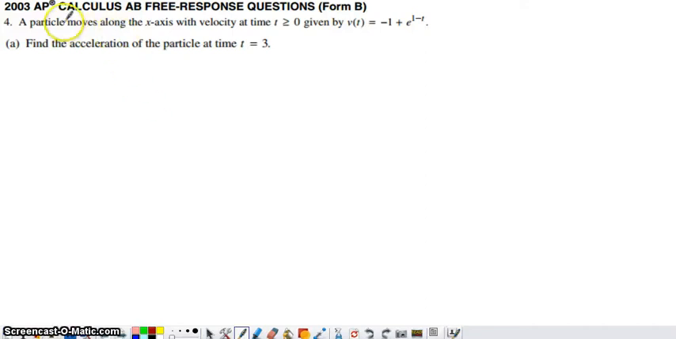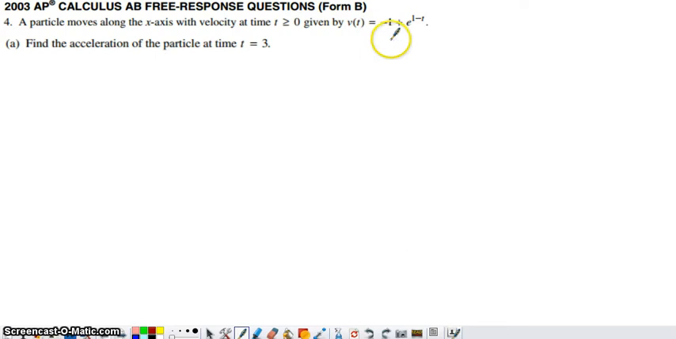So this is a problem from the 2003 AP exam free response set. It was actually on Form B of the exam, and it's a non-calculator question. It's problem number 4, and the way that this question starts is they provide us with a situation where a particle moves back and forth on the x-axis with velocity at time t greater than or equal to 0 given by this.